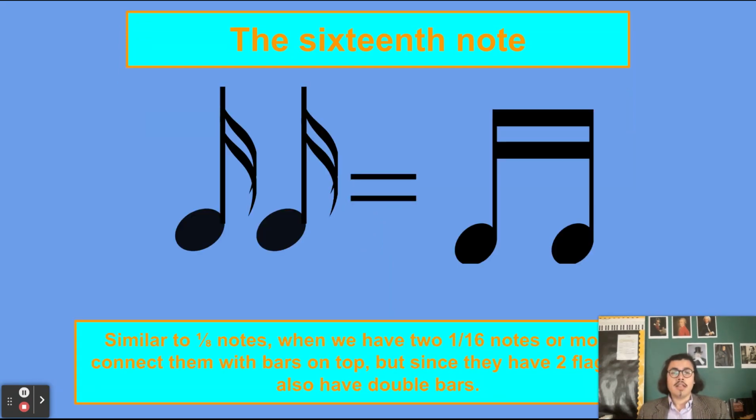All right. Now, like the eighth note, similar to them, when we have two 16th notes or more, we connect them with bars on top.